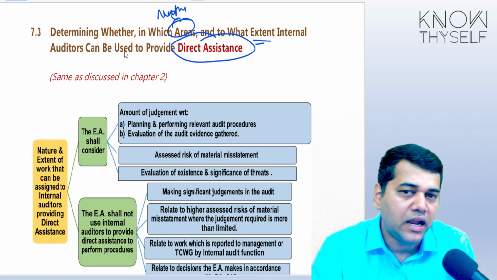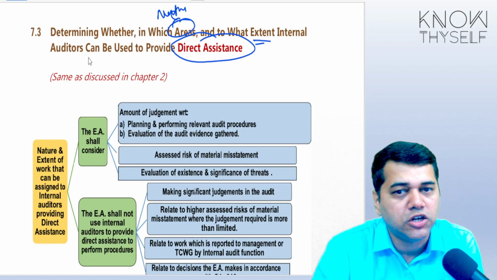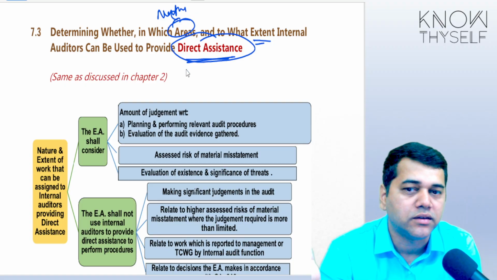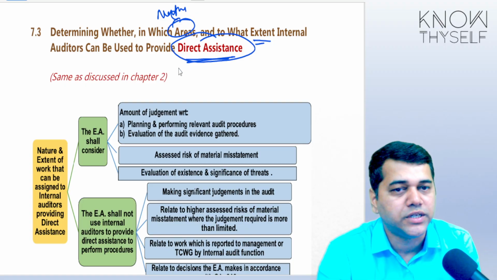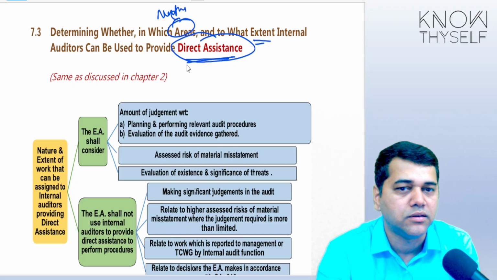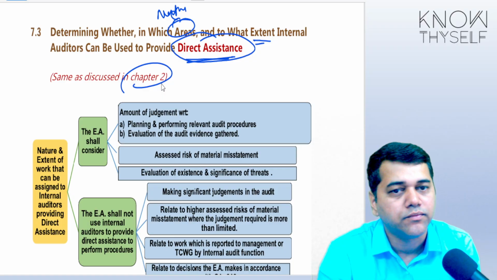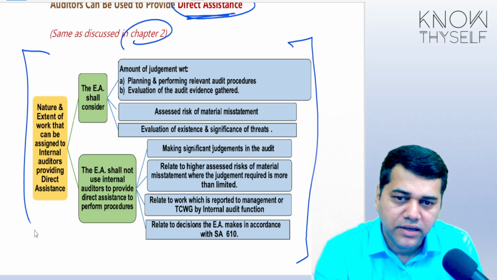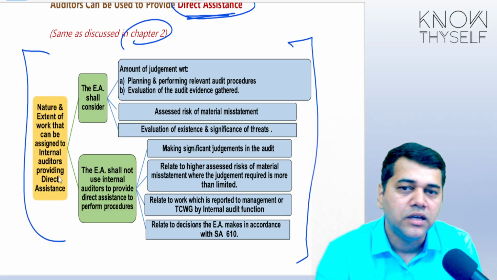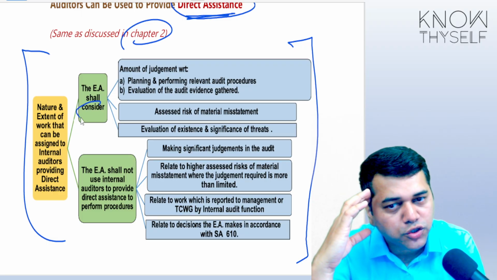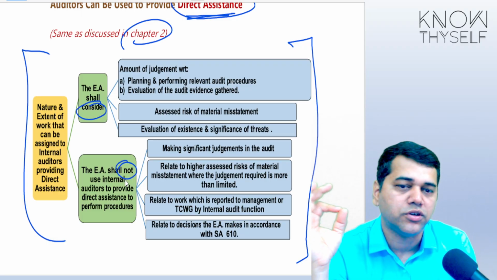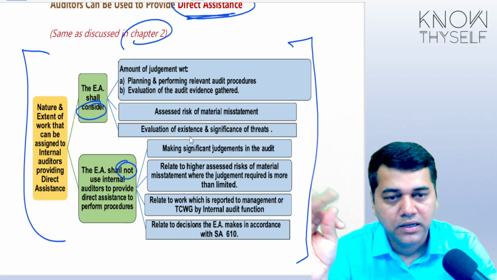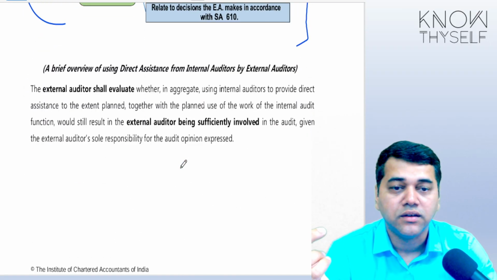Now, whether and in which area, to what extent the external auditor can use internal audit to provide assistance. They didn't speak about the original part here, like threat to objectivity, threat to significant, prohibition, okay, why? Because this is discussed in chapter 2. Now, they have given you this particular chart. It's the same chart which you are going to find here. If you decide to use, what are the factors you need to consider, which area you should not give the work. So you need to write this. Hope it's clear.